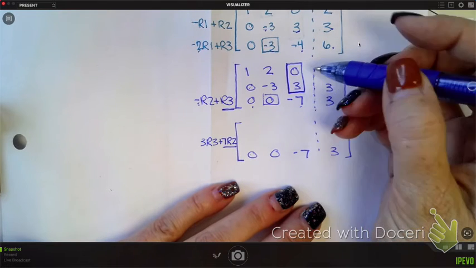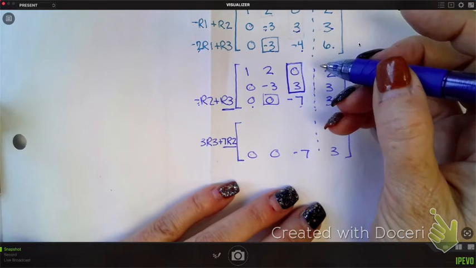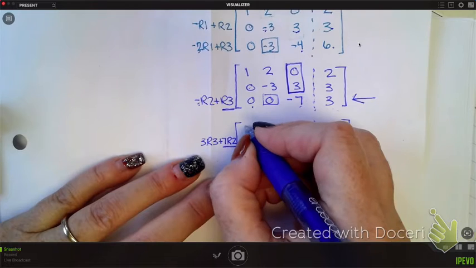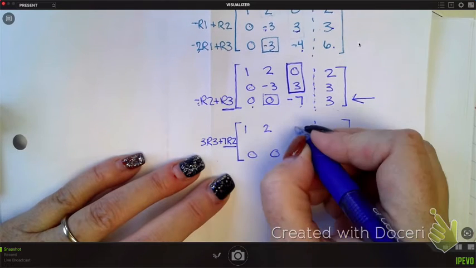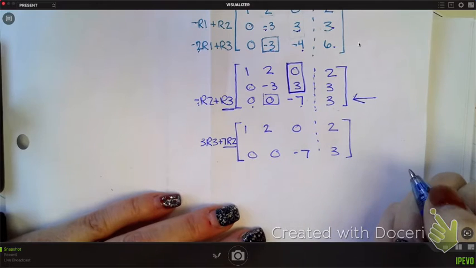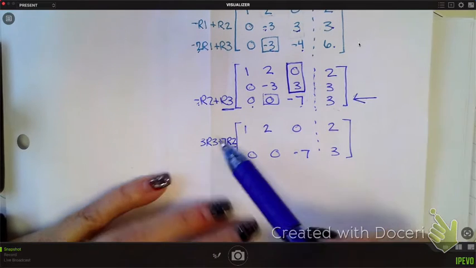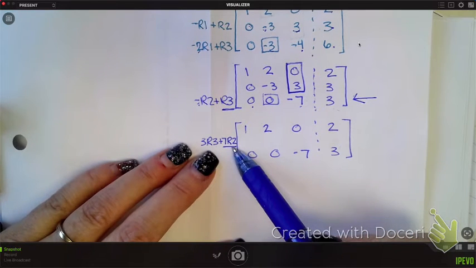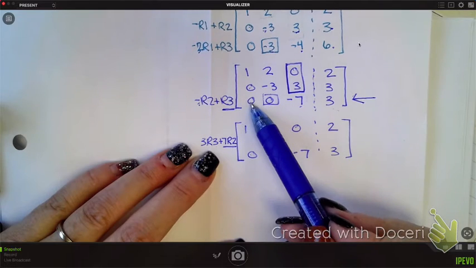Now, I would also zero out this top one, but it's already 0. So do I need to change that row at all right now? Nope. So I can write it down, and that will stop my brain from trying to do anything to it. Okay, so we're looking at row 3 and row 2.